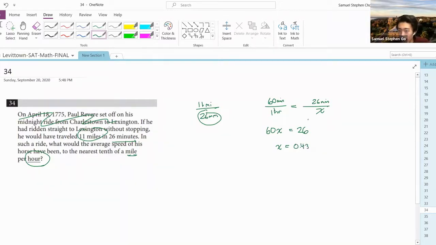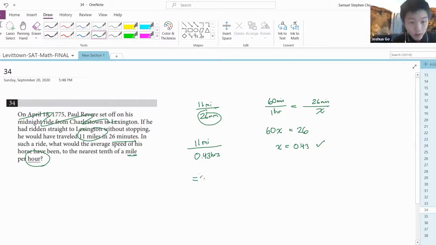We know half an hour, that's 30 minutes, is 0.5 of an hour. That's literally in the name, half an hour. And this is slightly less, yes. Yeah, 26 is slightly less than a half hour, so this is good. That's all we got to do here. We have 11 miles per 0.43 hours, which if you can calculate that for me once again. 25.58.